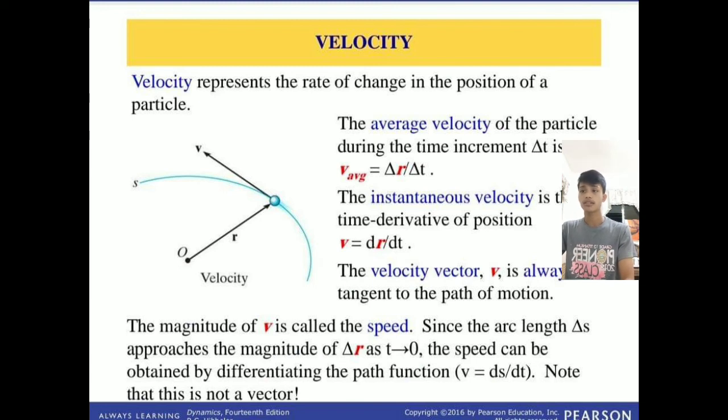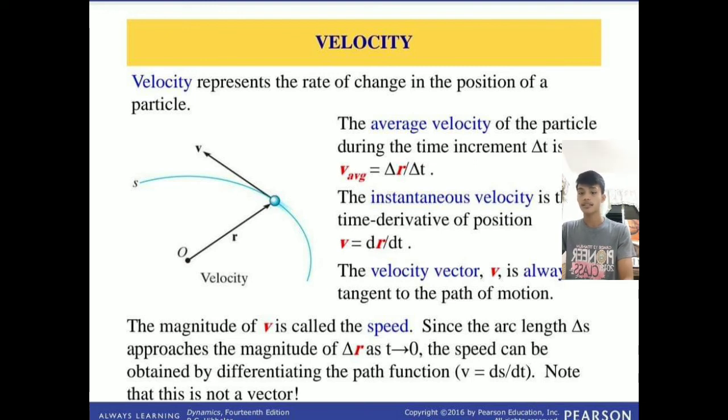Velocity. What is velocity? Velocity represents the rate of change in the position of a particle. The average velocity of a particle during the time increment Δt is v_avg = Δr divided by Δt. The instantaneous velocity is the time derivative of position, or v = dr/dt. The velocity vector v is always tangent to the path of motion. The magnitude of v is called the speed.